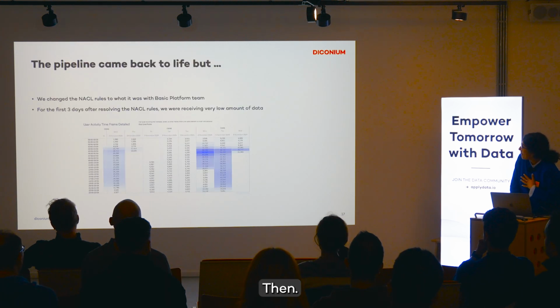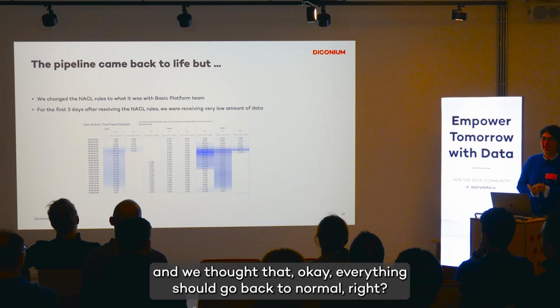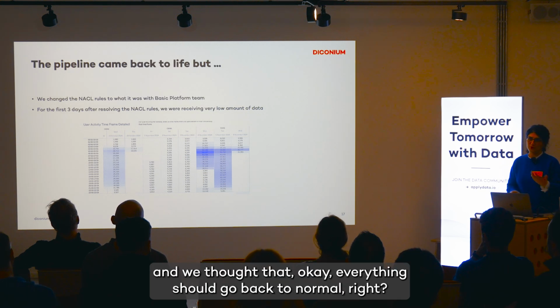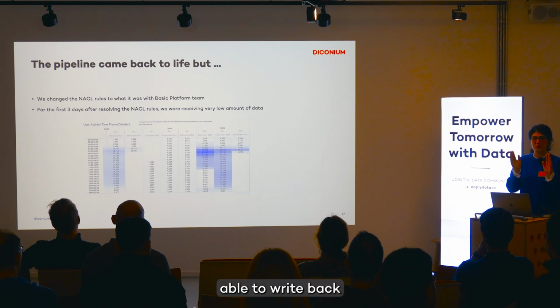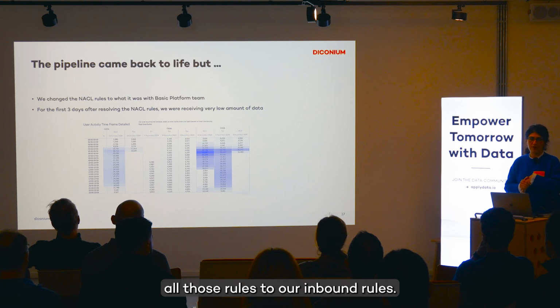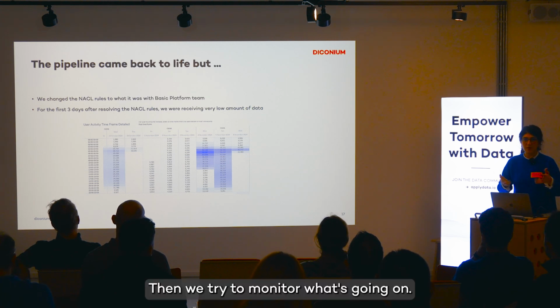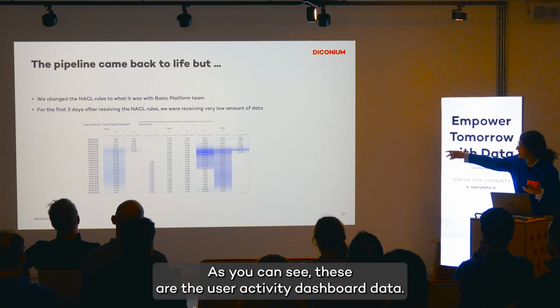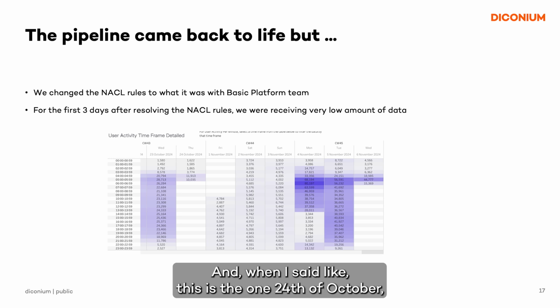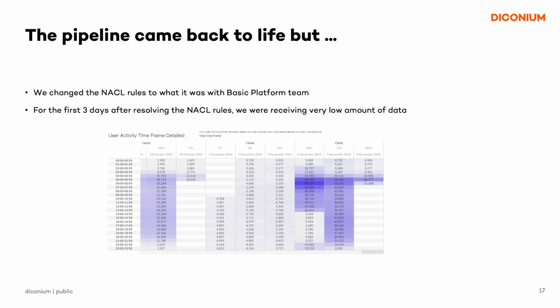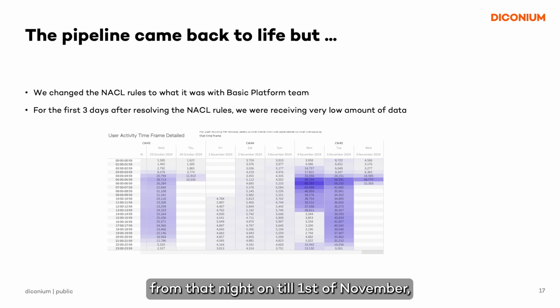Then, yeah, we changed the NACL rules, and we thought that, okay, everything should go back to normal, right? On the 1st of November, we were successfully able to write back all those rules to our inbound rules. Then we tried to monitor what's going on. As you can see, this is the user activity dashboard data. And as I said, from the 24th of October, that night, till the 1st of November, we completely lost the data. At least in what you see now, I will tell you later.